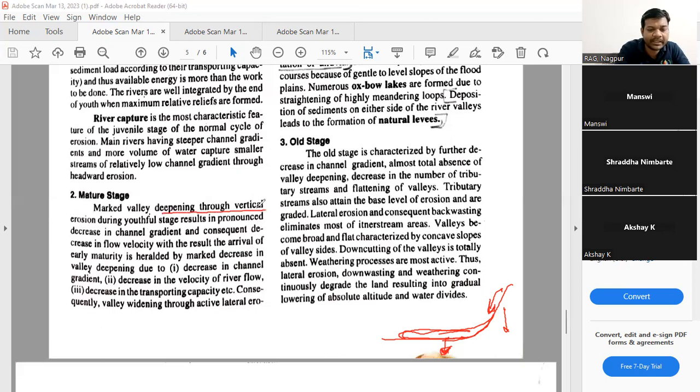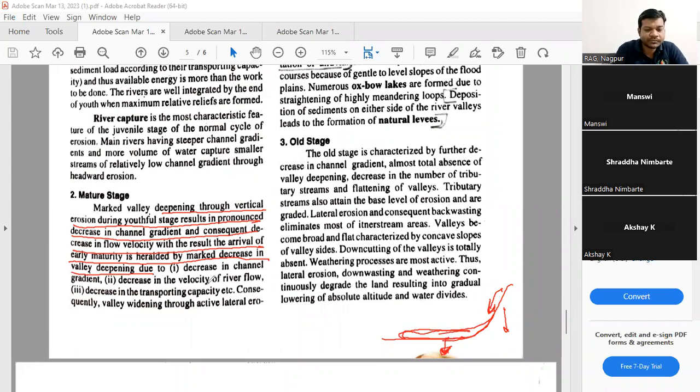So marked valley deepening through vertical erosion results in a pronounced decrease in channel gradient and consequent decrease in flow velocity, which results in the arrival of early maturity, heralded by a marked decrease in valley deepening. So valley deepening is decreased. It does not stop, but it decreases.